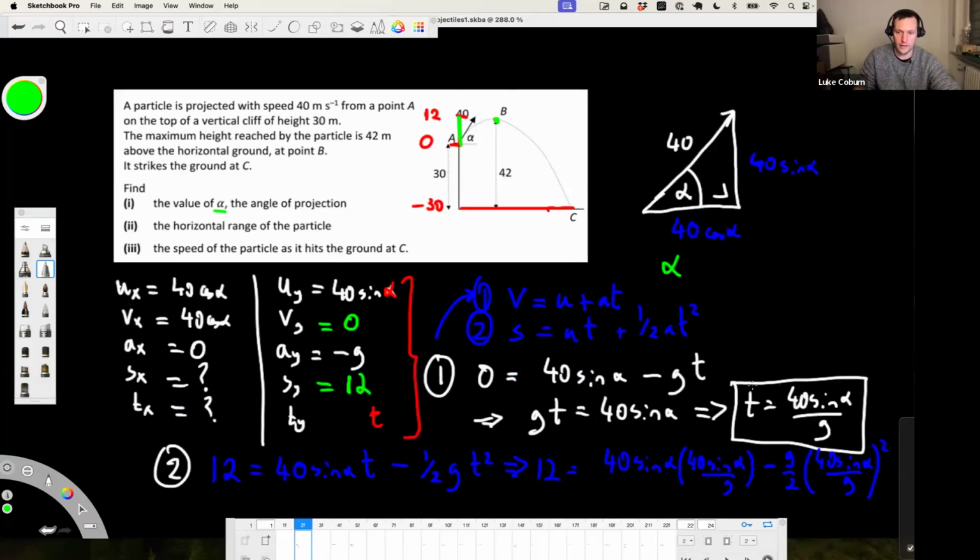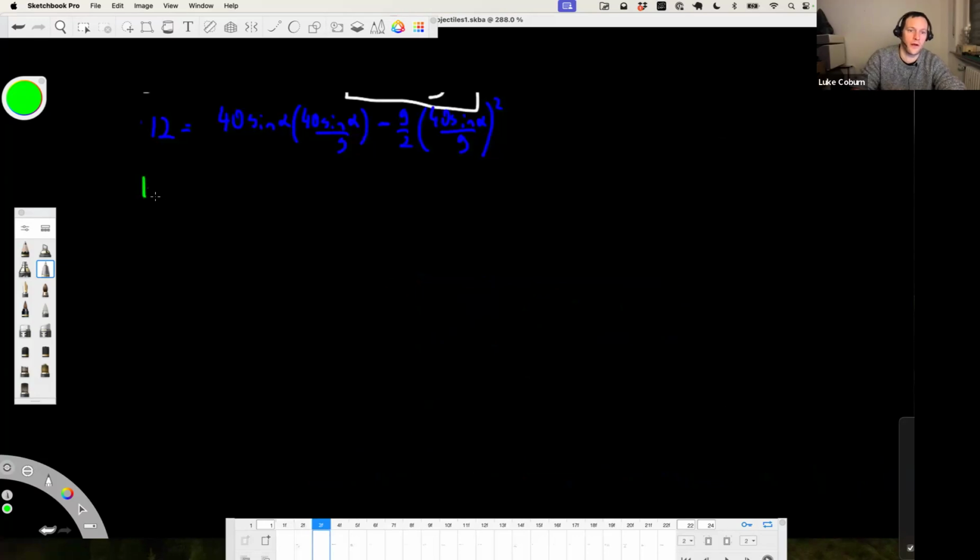And then I end up with this T here in terms of the alpha, and then this equation has an alpha and a T in it, but then I can sub in. So now I just have an equation with just alpha in it. Okay, so now that's 12 is equal to, this is 1600 because of the 40 times the 40, then it's like sine squared alpha over G, and then that's minus, so that's going to be this G will cancel with one of those G's, so that will be 1 over 2 times G times 1600 sine squared alpha.